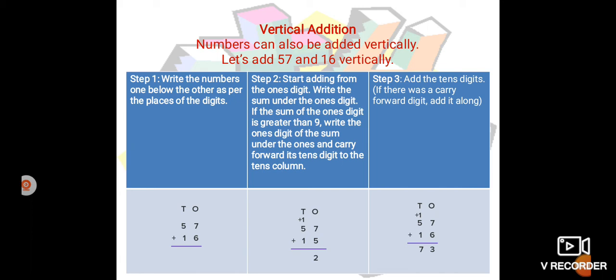Step 3. Add the tens digit. If there was a carry forward, add it along. What does it mean? It means that we have already carried forward 1 to the tens place. So we will add 5 plus 1 plus the 1 carried forward. All together we will add 1 plus 5 plus 1. So the total is 7. That means the sum of the two addends 57 and 16 is 73.